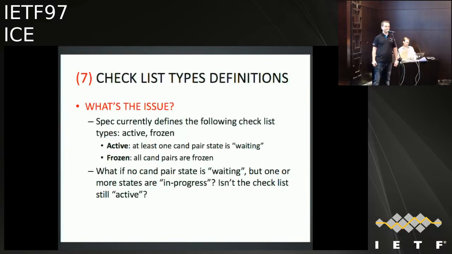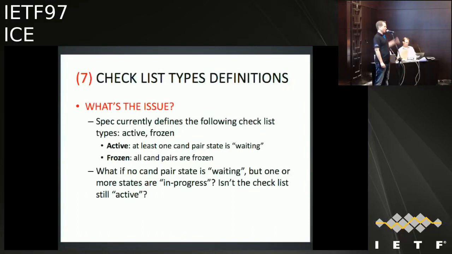But again, this is a question I got from someone who wasn't familiar with ICE. And I think this is something we should fix. It's a small editorial check. That was another thing that came up on the list. Do we need to talk about these list types to begin with? Can't we say a list where the pairs are frozen, or a list where one or more pairs aren't frozen? I don't know, but those kinds of things.